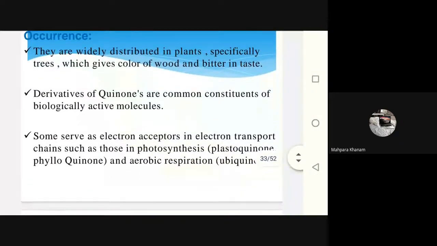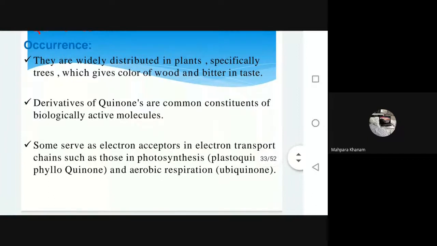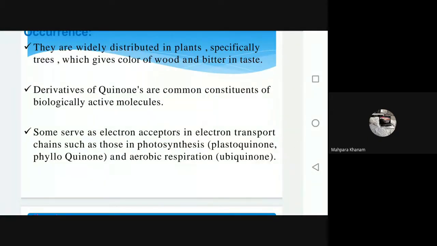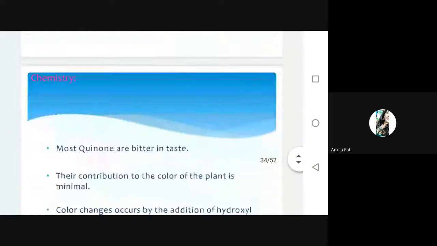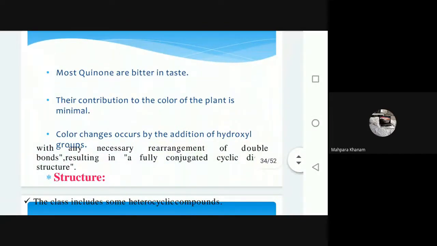Some of the quinone compounds act as electron acceptors in the electron transport chain. The most important compounds from the quinone group are plastoquinone, phylloquinone, and ubiquinone. Which two compounds from the quinone group are required for photosynthesis? Plastoquinone and phylloquinone. And what is the component required for aerobic respiration? Ubiquinone.